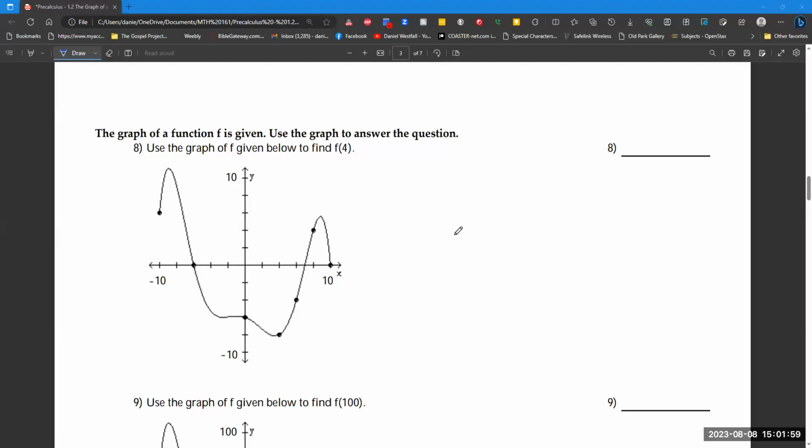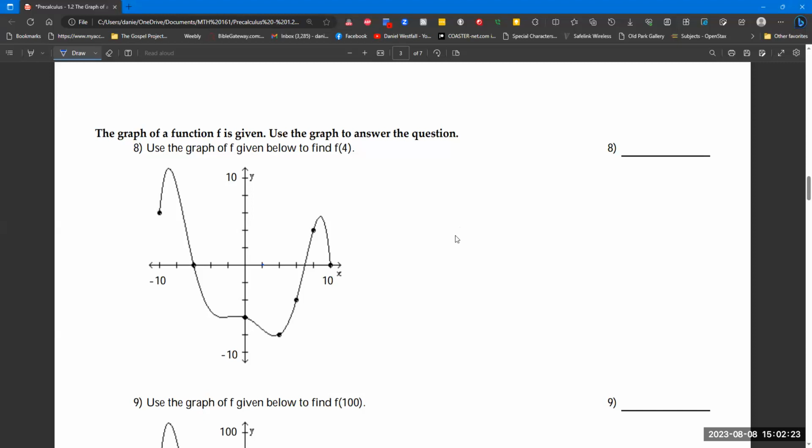In this video, we are going to use graphs to answer some questions about where an ordered pair is on the graph. Pay attention to my scale right here. Every tick mark has a value of 2: 2, 4, 6, 8, 10, 2, 4, 6, 8, 10.